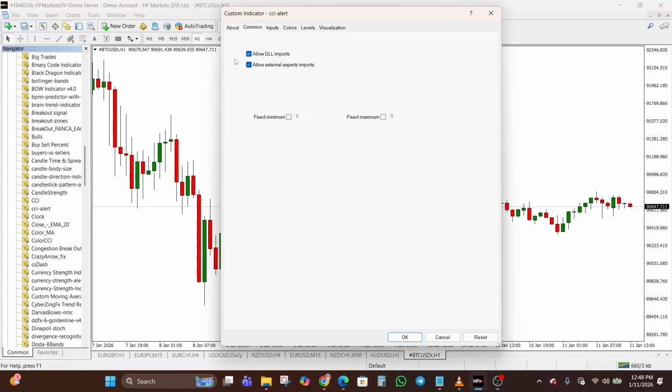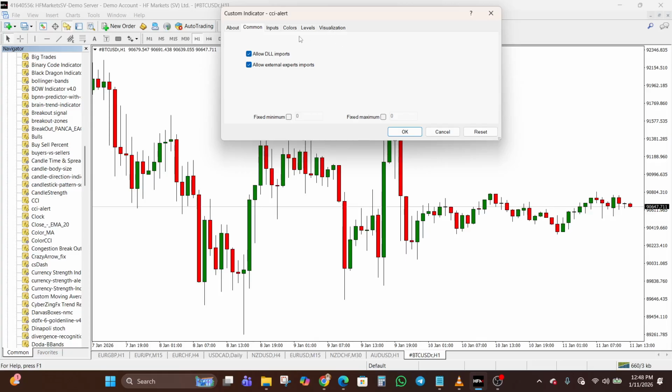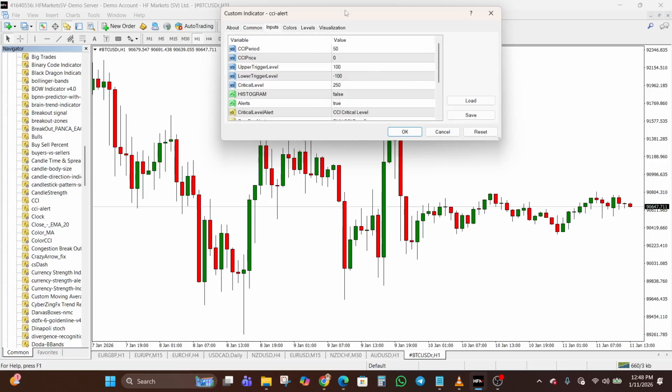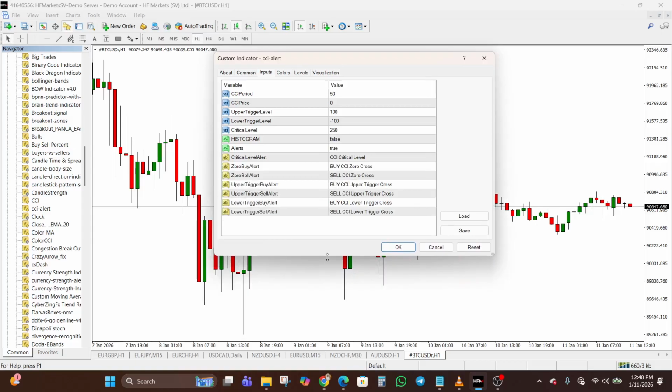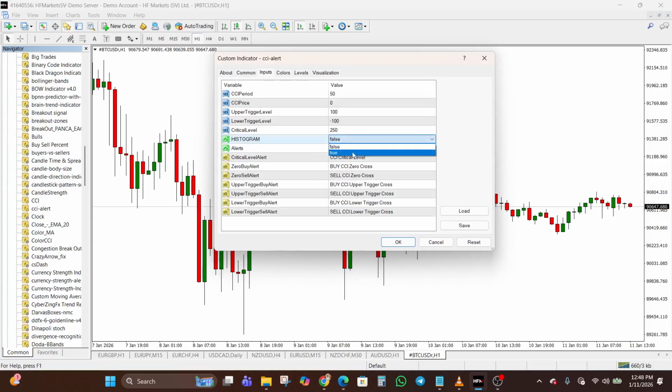Ensure that the allow DLL imports box is checked. And then for your input settings, we can see these are the customizable settings here: the CCI period, the CCI price, upper trigger level, lower trigger level, critical level, histogram, true or false. Okay, the alerts, true or false. Then we can see all these, right?